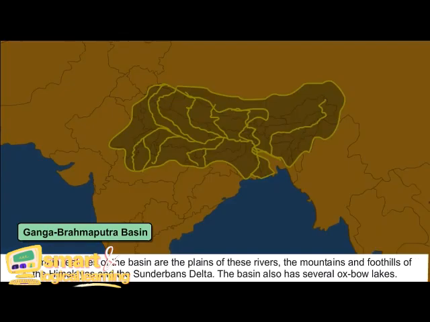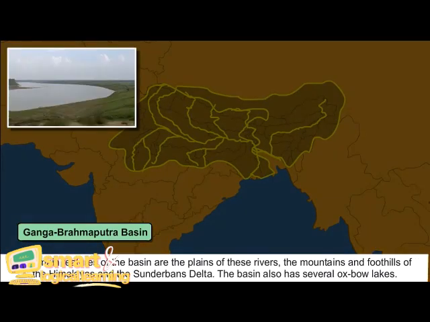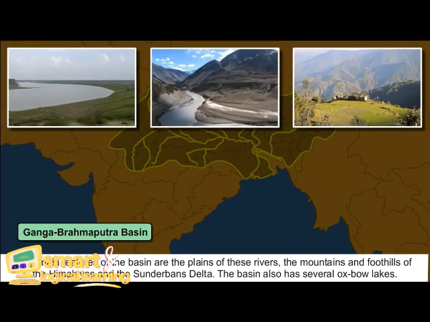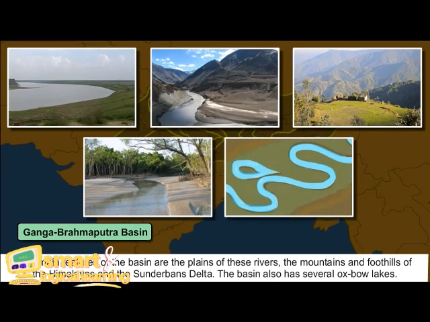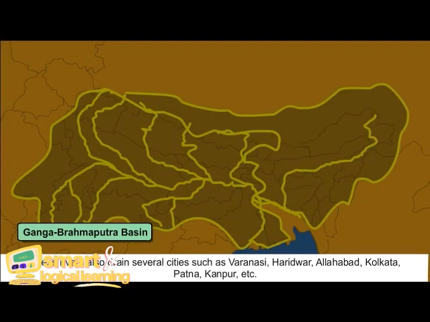The main features of the basin are the plains of these rivers, the mountains and foothills of the Himalayas and the Sundarbans delta. The basin also has several oxbow lakes. These rivers also drain several cities such as Varanasi, Haridwar, Allahabad, Kolkata, Patna, Kanpur, etc.